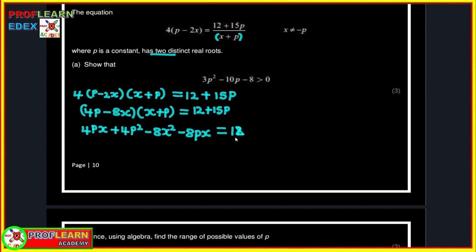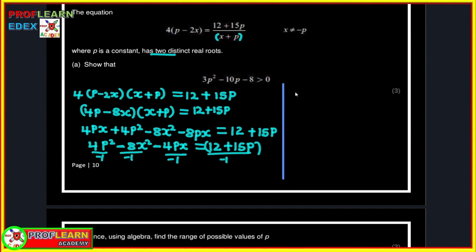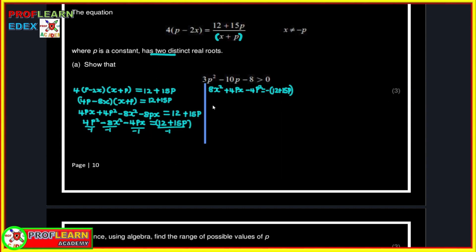So right now I'm just putting the like terms together so that we can form a quadratic equation in terms of p. Dividing all through by negative 1 so that we have a positive coefficient in x squared, we shall now have 8x squared plus 4px minus 4p squared. Then on the other side we have this, which means we are going to take it to the other side of the equal sign, equals 0.